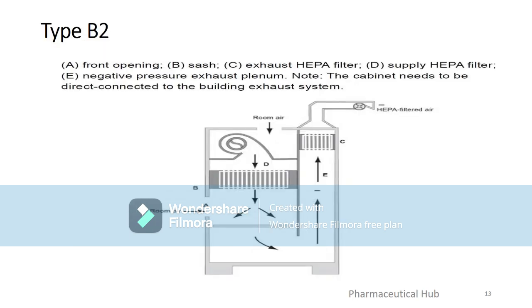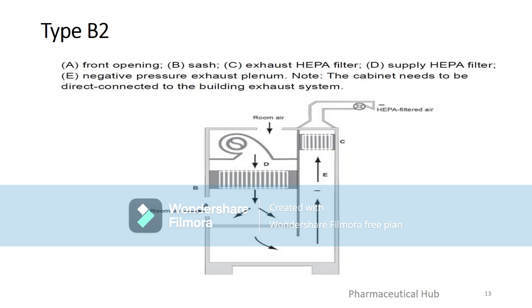Slide 13. Type B2, 100% air exhausted through HEPA filters. No air is recirculated. It requires a dedicated external exhaust blower to operate. It is best for operations that need the emission of chemical vapors. This diagram shows the airflow in a Class II Type B2 Biological Safety Cabinet, BSC, a non-recirculating model that provides the highest level of protection among Class II cabinets.